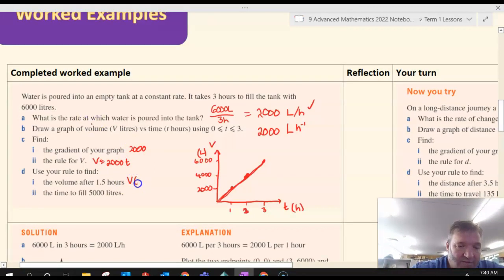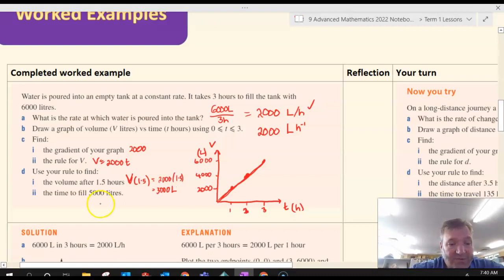So what I do here, V, if I put in brackets 1.5 after it, that's saying find the volume when the variable is 1.5. This is going to be 2,000, and where there used to be a variable, I put 1.5, and that's going to be 3,000 litres. You could have also said, well, 1.5 is half of 3 hours, so of course it was half full.